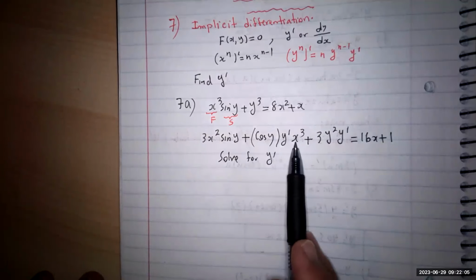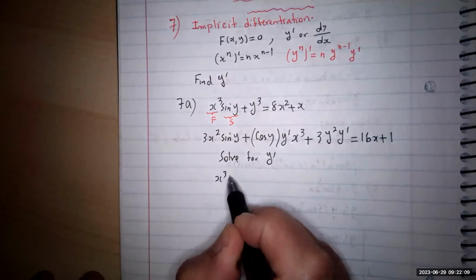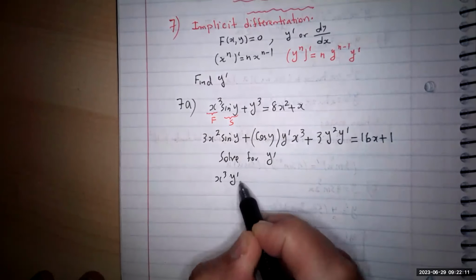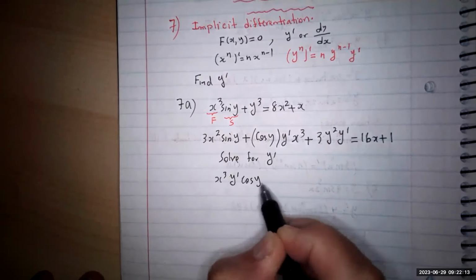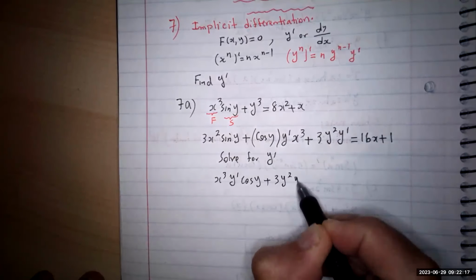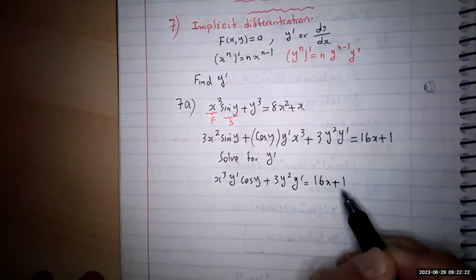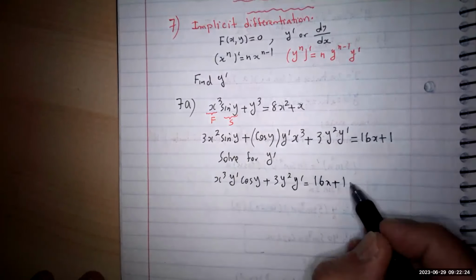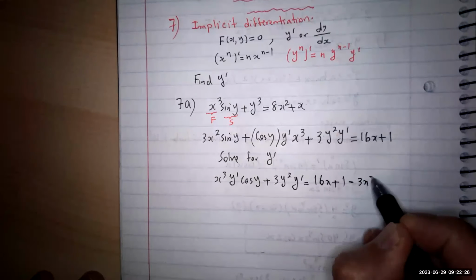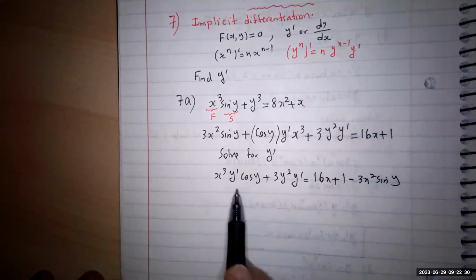So, I just put the monomial up in front for this one. So I make it x cubed y prime cosine of y. Then I have the 3y squared y prime. Anything else goes to the other side. We subtract, so that would be minus 3x squared sine y. Okay, we cannot combine this together.